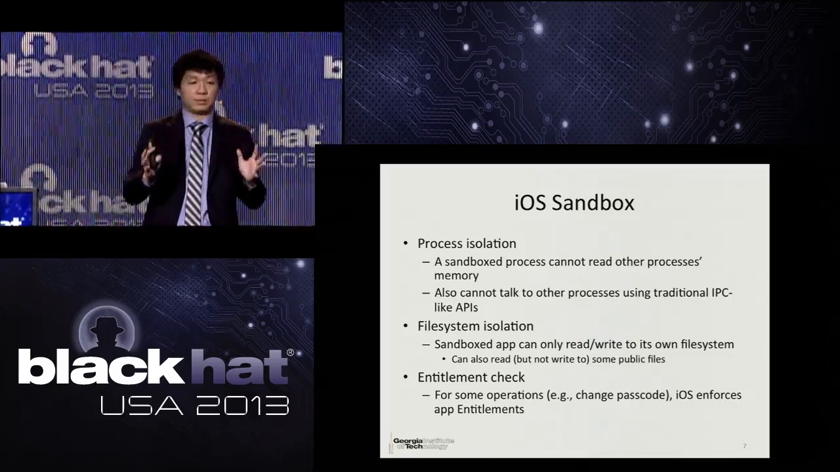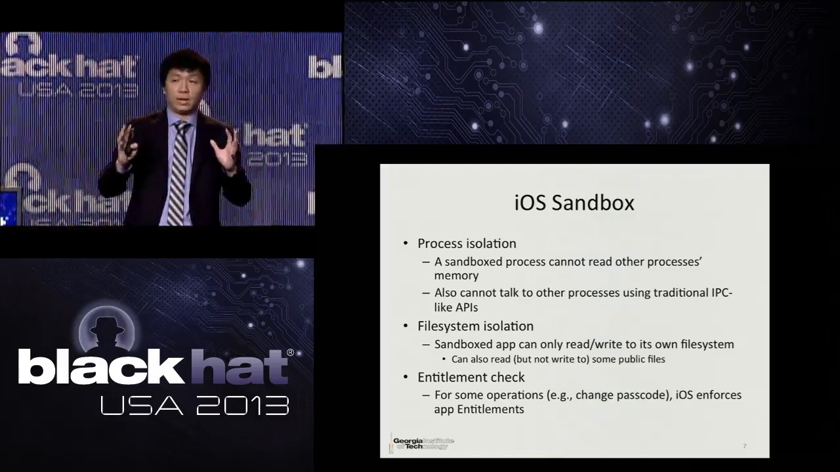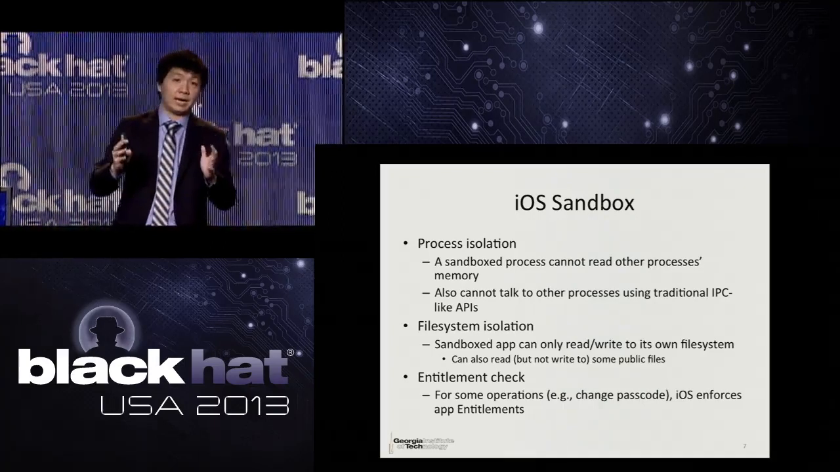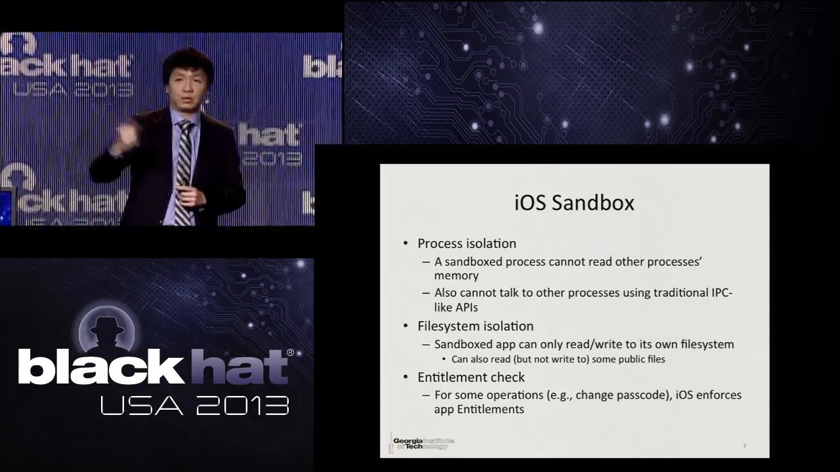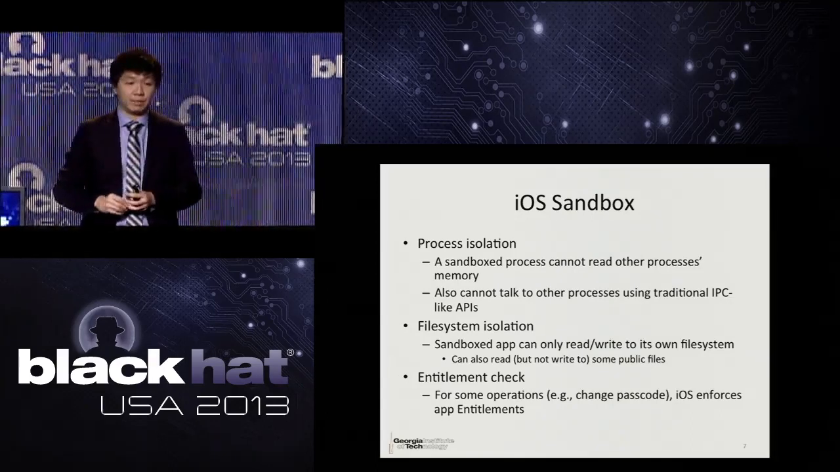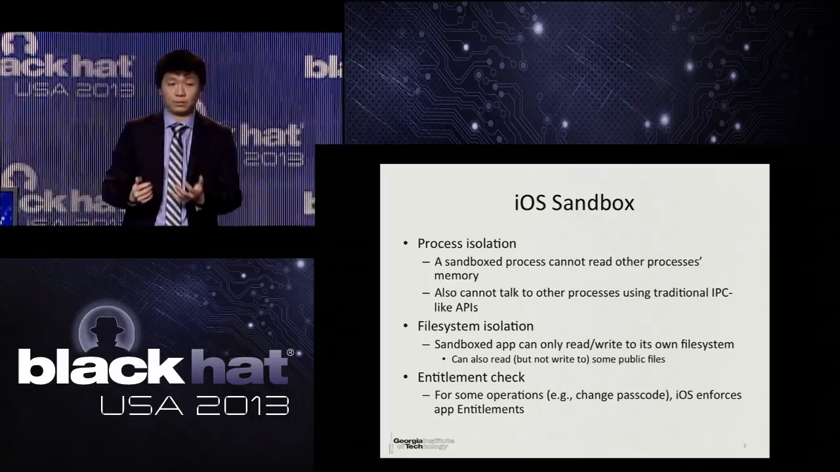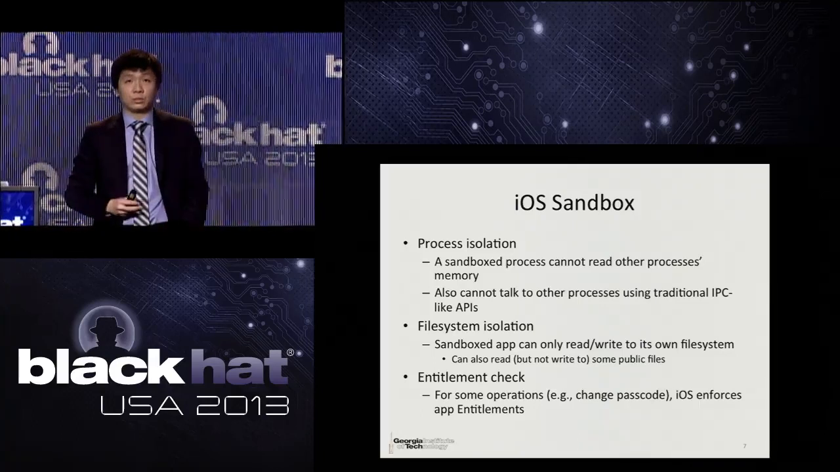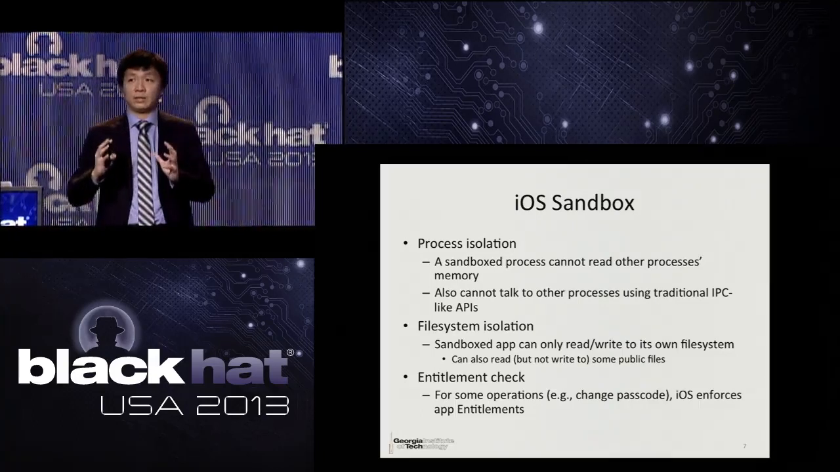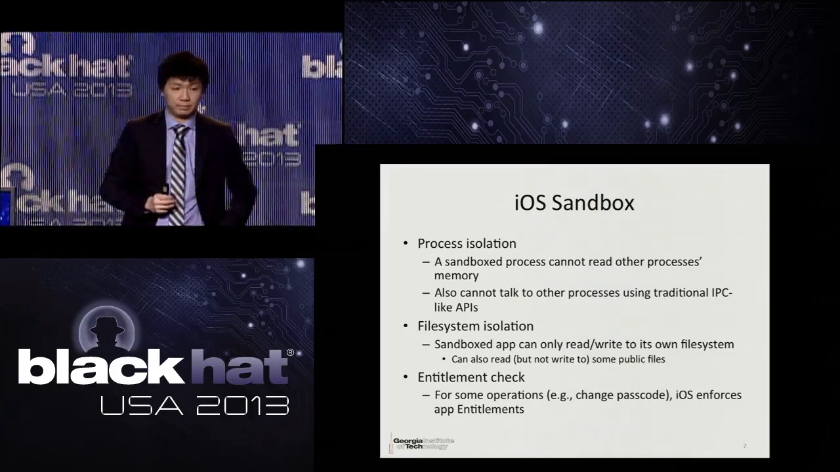So what is process isolation? Process isolation is when, for example, a particular app A is not allowed to read any other app's memory region. And it also cannot talk to any other process using the traditional IPC-like APIs. So as you can see, this way, the intercommunication between apps is very limited.